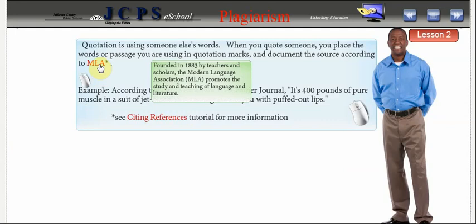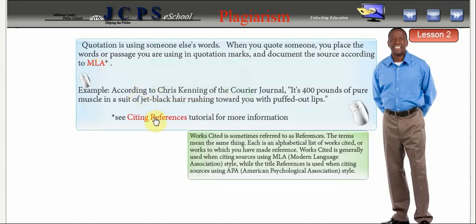Founded in 1883 by teachers and scholars, the Modern Language Association, MLA, promotes the study and teaching of language and literature. Works cited is sometimes referred to as references. The terms mean the same thing. Each is an alphabetical list of works cited, or works to which you have made reference. Works cited is generally used when citing sources using MLA style, Modern Language Association, while the title references is used when citing sources using APA style, American Psychological Association.